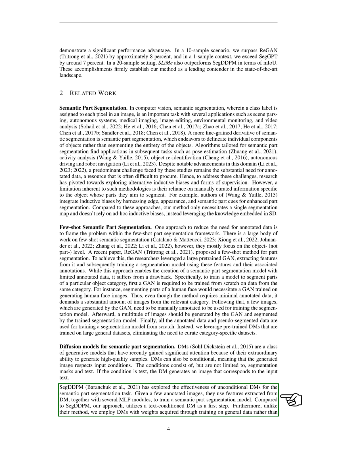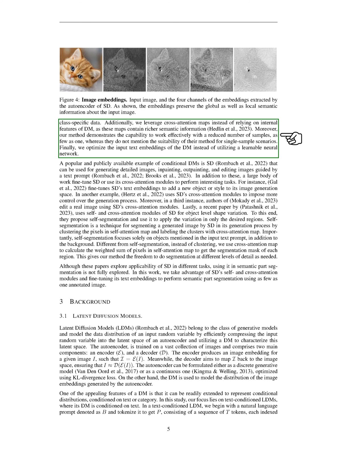SegDDPM has explored the effectiveness of unconditional diffusion models for the semantic part segmentation task. Compared to SegDDPM, our approach utilizes a text-conditioned diffusion model as a first step. Furthermore, unlike their method, we employ diffusion models with weights acquired through training on general data rather than class-specific data. Additionally, we leverage cross-attention maps instead of relying on internal features of diffusion models, as these maps contain richer semantic information. Moreover, our method demonstrates the capability to work effectively with a reduced number of samples, as few as one, whereas they do not mention the suitability of their method for single-sample scenarios.